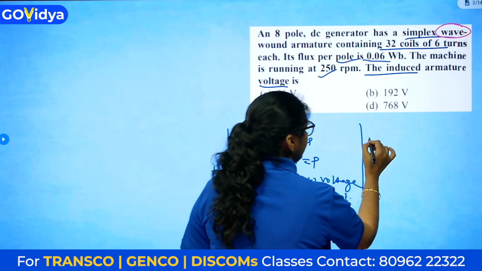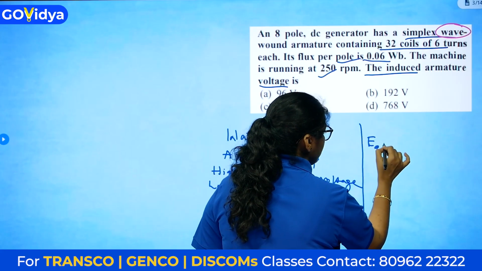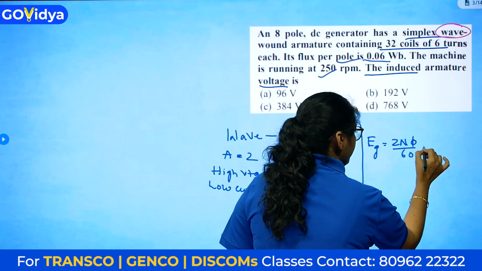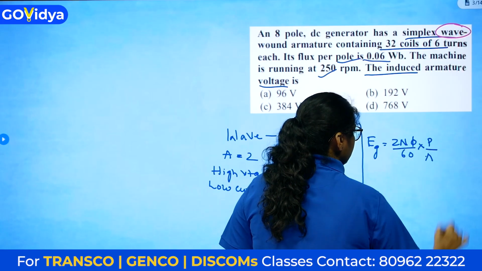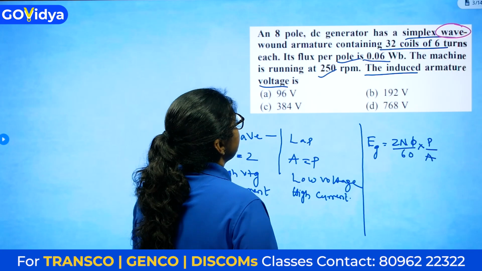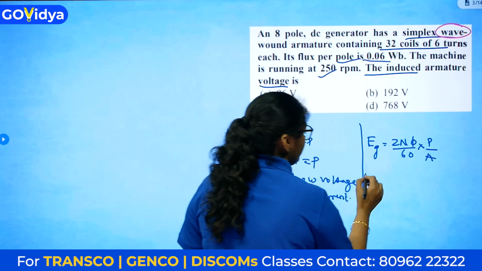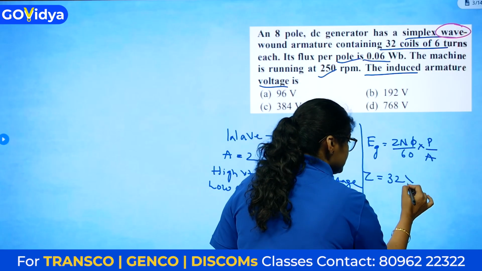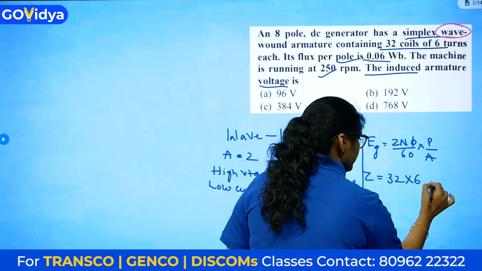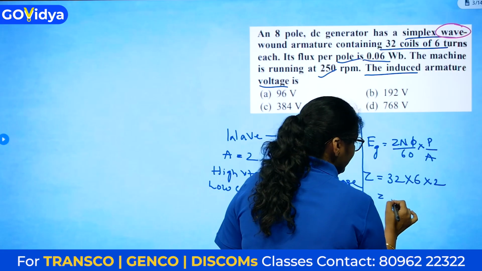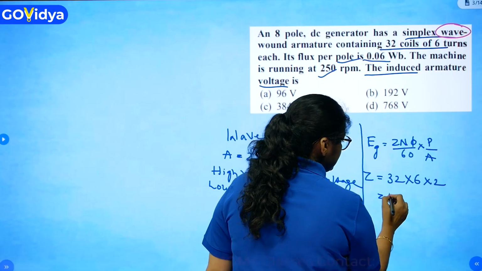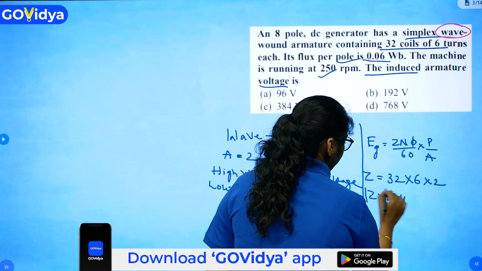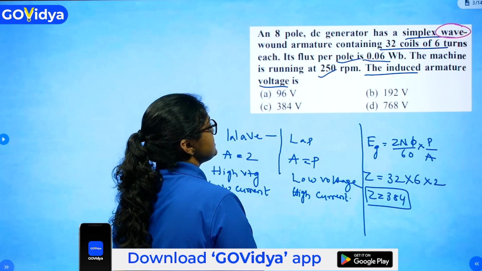We have to calculate the induced EMF. We know the formula Eg is equal to Zn phi by 60 into P by A. But they didn't mention the conductors. How to find the conductors? They have given 32 coils into 6 turns into 2, which is 32 into 12, that is 384. So we will get 384 conductors. So all the data is present.